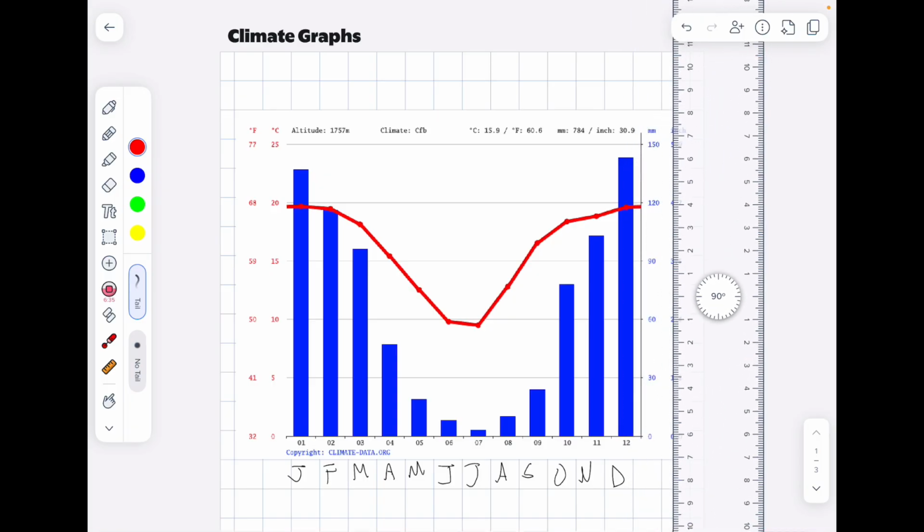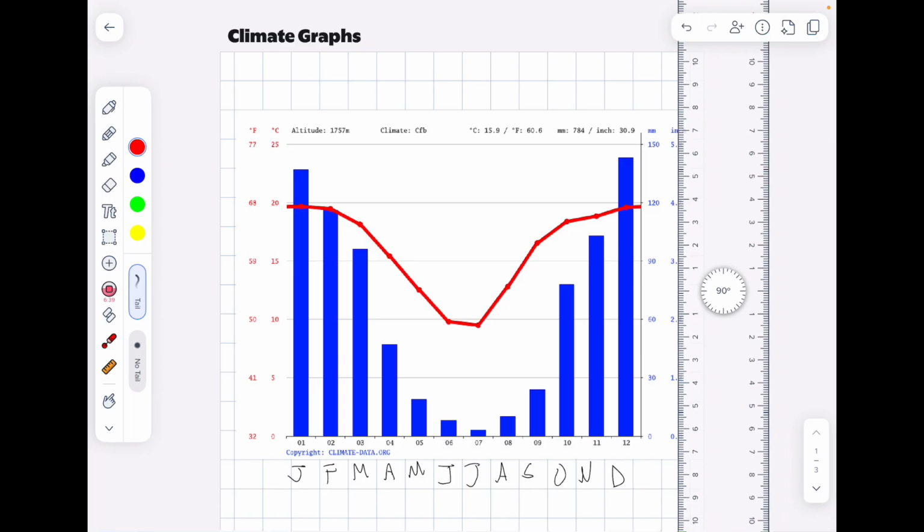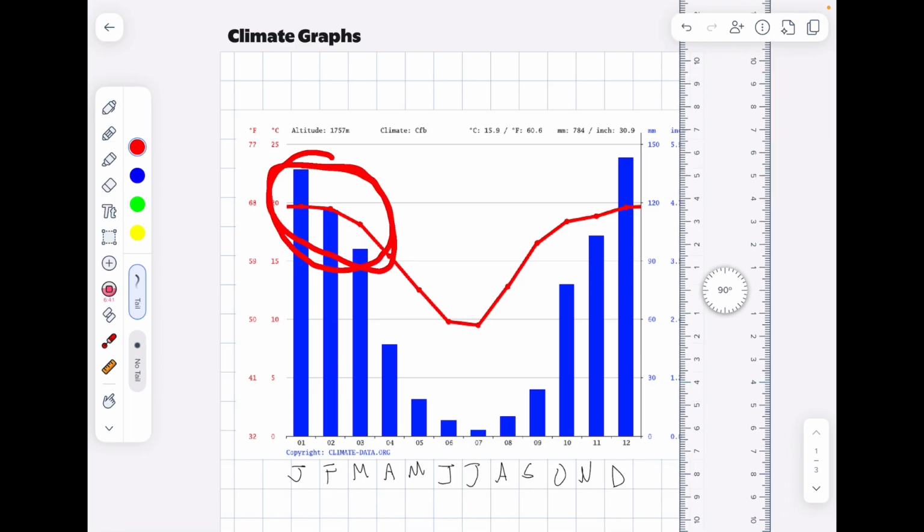But I'll say, okay, well, you're going to Johannesburg for holiday in February. Should you take a raincoat? Yes, we can see that February is one of the wet months because the bar graph is up all the way to about 119 or 110 millimeters a month of rain. Okay, so we really can get a lot of information from climate graphs.